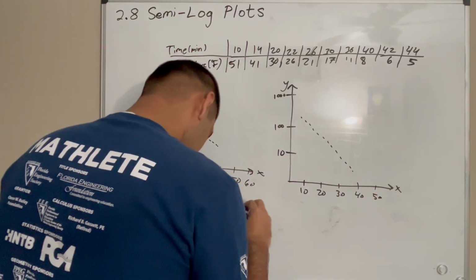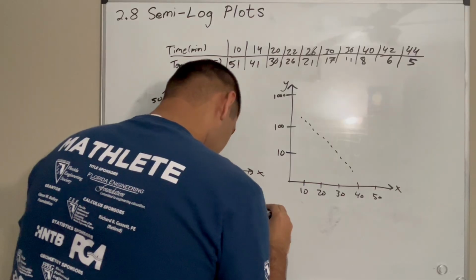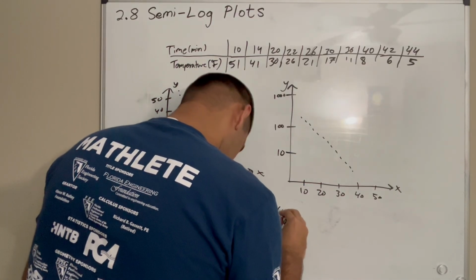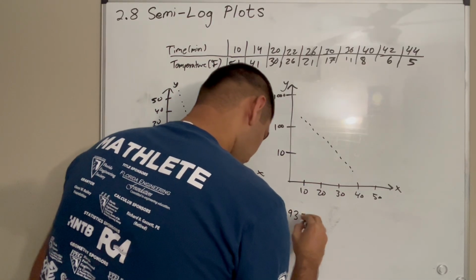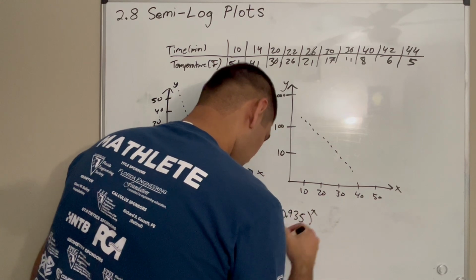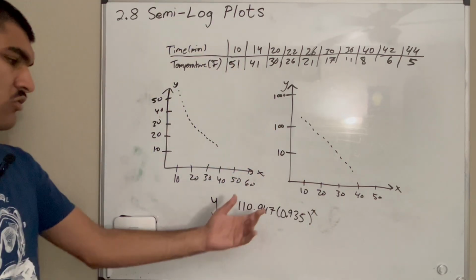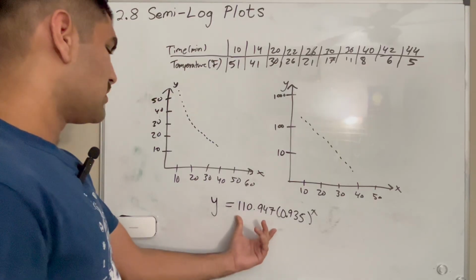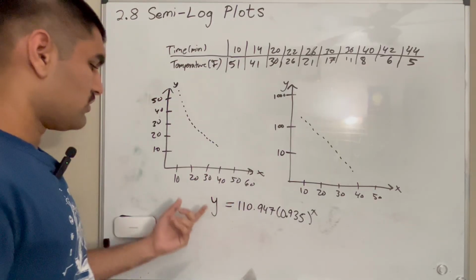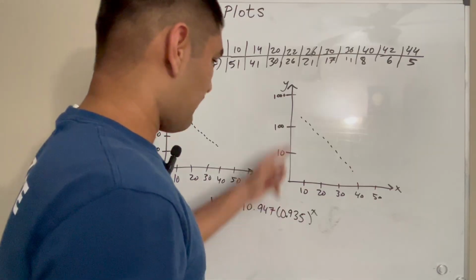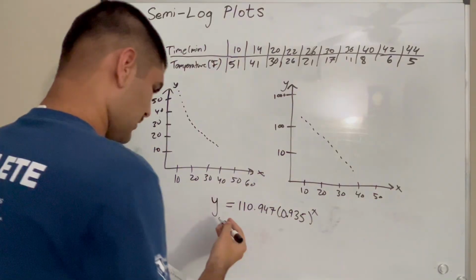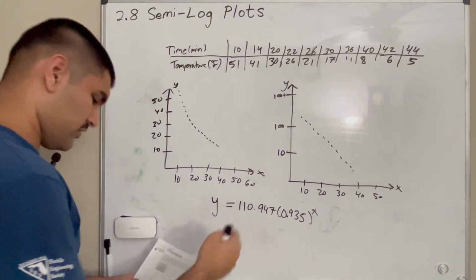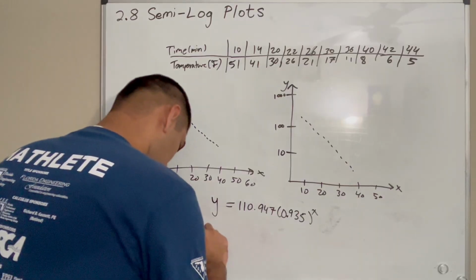You should get something close to y equals 110.947 times 0.935 to the x. Your exponential regression should be somewhat close to this. This is the equation that models this. So what if we want the equation, the graph that models this data, to be linear? You could honestly just take the log of both sides, and then you can find log of y.